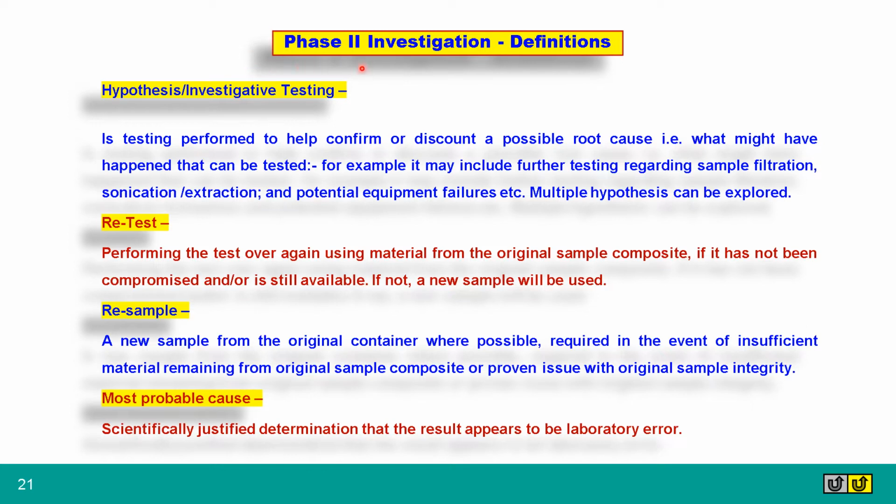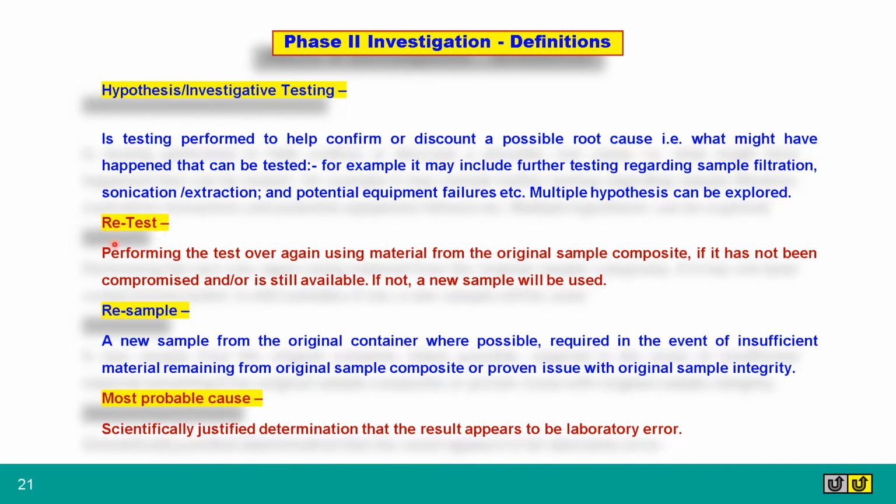Phase 2 investigation. Definitions. Hypothesis / investigative testing is testing performed to help confirm or discount a possible root cause, i.e., what might have happened that can be tested? For example, it may include further testing regarding sample filtration, sonication / extraction, and potential equipment failures, etc. Multiple hypotheses can be explored.